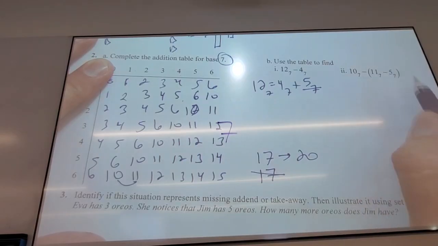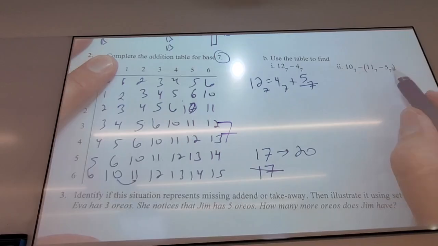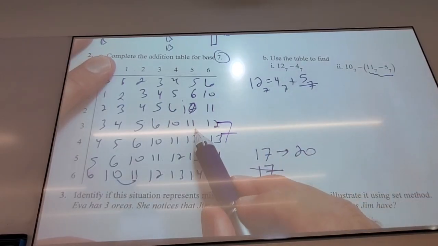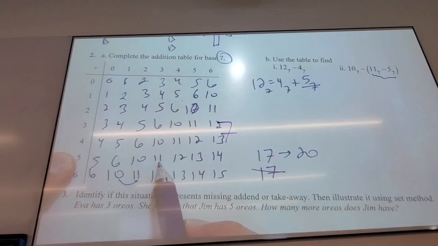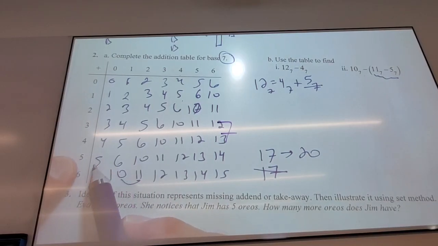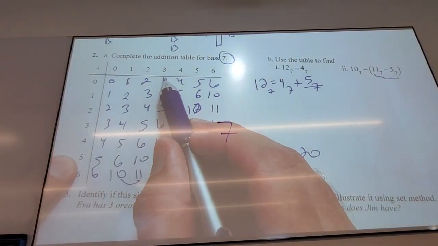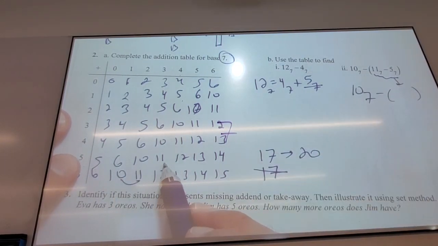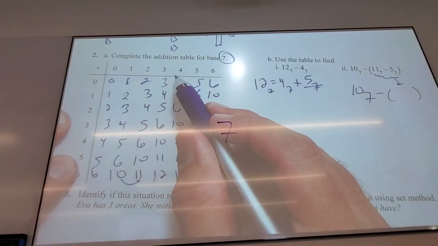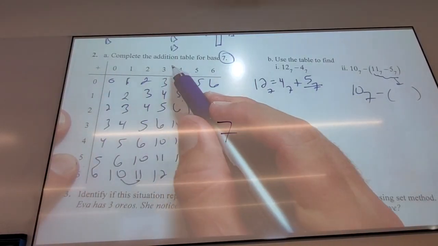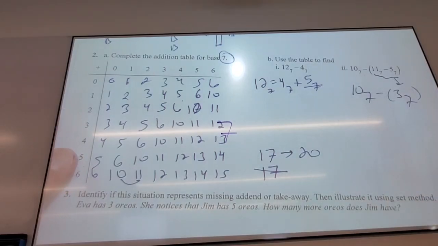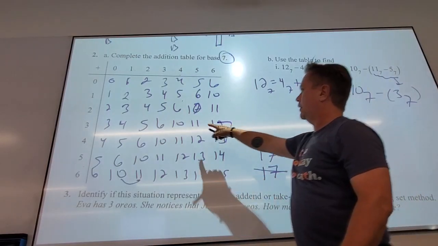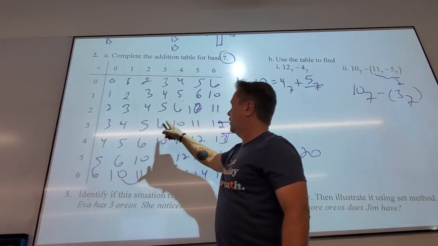So what would you do here? What would you have to do first? So 11, and I want to see where it came from a 5. So here it came from a 5. So again, I'm going to do missing addend, 5 plus. What do I put here? Here's 11, and it came from 5 plus 3. And then I do the same thing. Find 10, and I want to see where it came from a 3. So what's 10 minus 3?